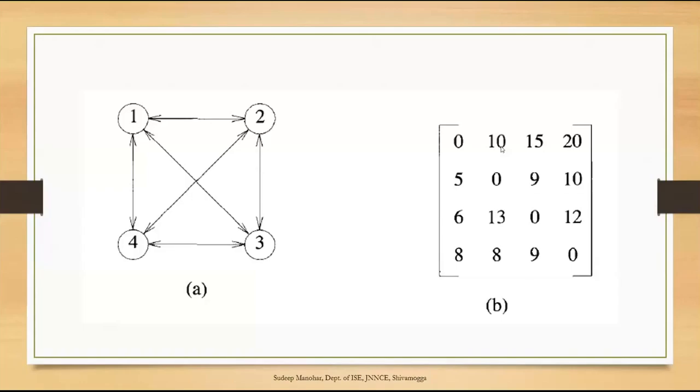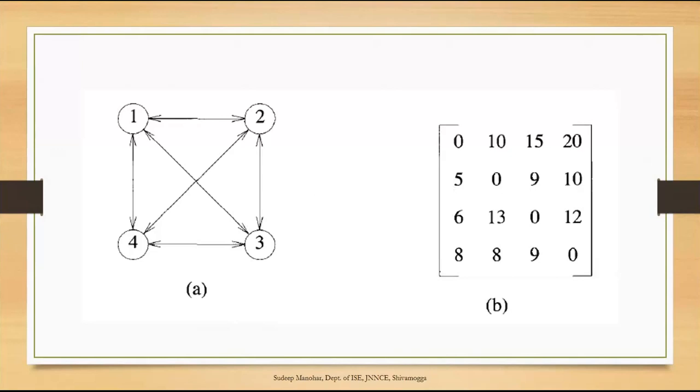So 1 to 2, the cost... sorry, this is 1. 1 to 2 is 10, and 2 to 1 is 5. So these are two different edges. They are parallel edges, and both of these parallel edges have different costs, and that is depicted in this cost matrix.